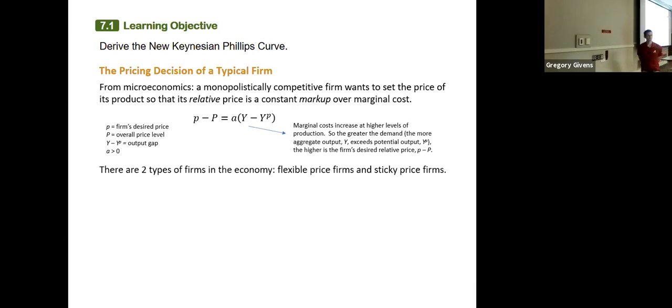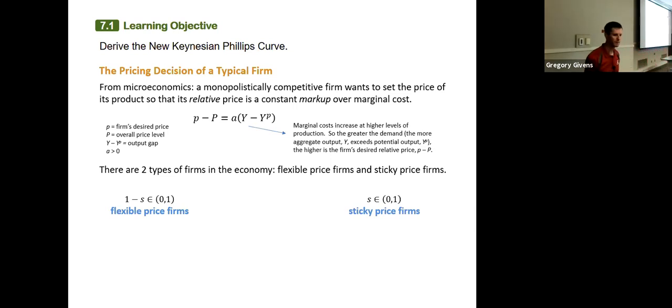There are two types of firms in this economy: flexible price firms and sticky price firms, okay? I'm going to call this S parameter, this is a fraction, so just between 0 and 1. This is the fraction of firms that have sticky prices in our economy. So 1 minus S is just the fraction that have flexible prices, right? If S is 1/2, what are we saying? 50% of firms are sticky price firms and 50% are flexible price firms.